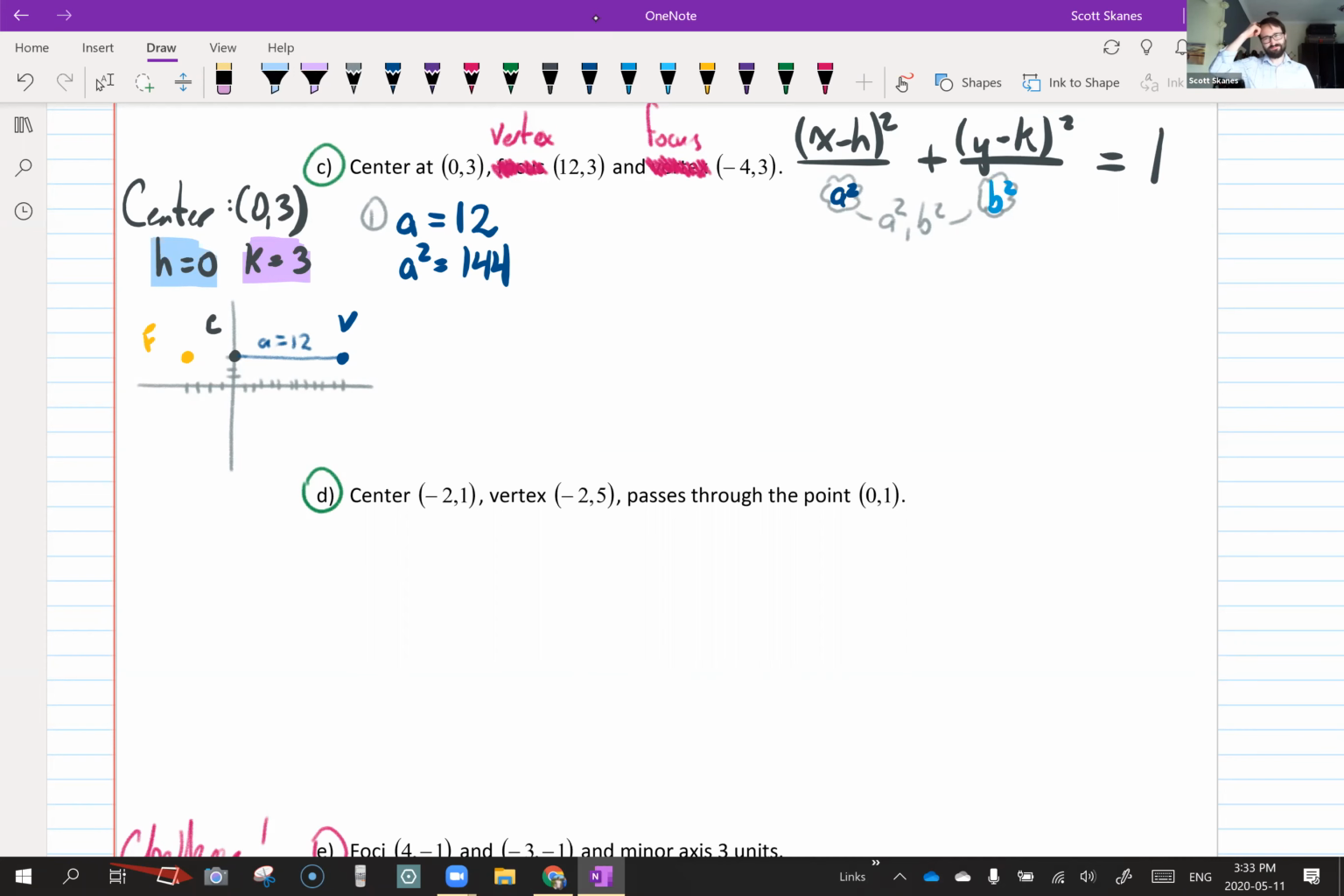I know that this was under X. What do I do now? What can I do? I need B. How am I going to get B?